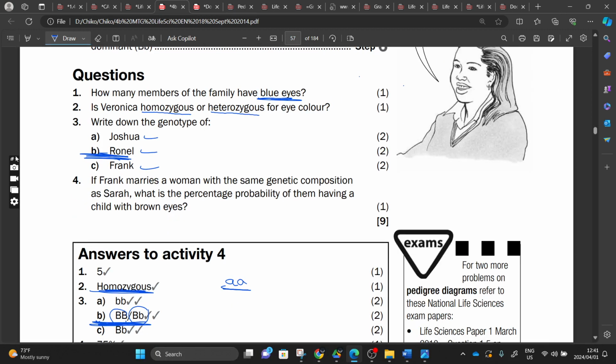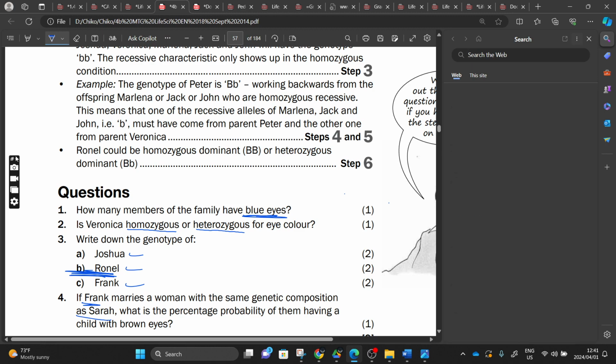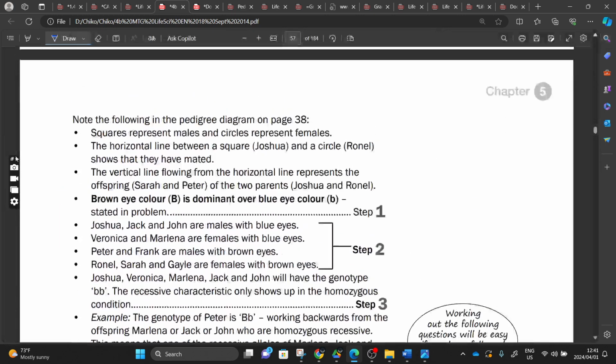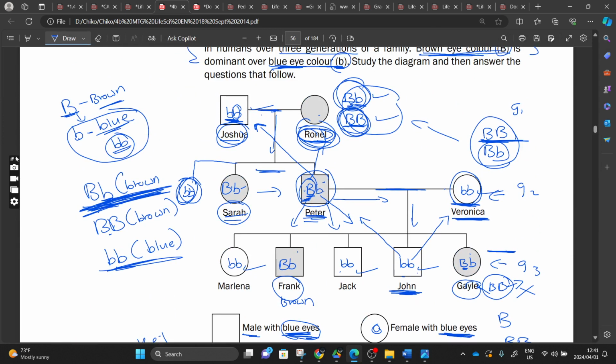But if Frank marries, and then you go back and say, who's Frank? If Frank marries a woman with the same genetic composition as Sarah, what is the percentage probability of them having a child with brown eyes? Then we go to Frank. Where is Frank and Sarah? We are going to see Frank and Sarah. Where is Frank? There's Frank.